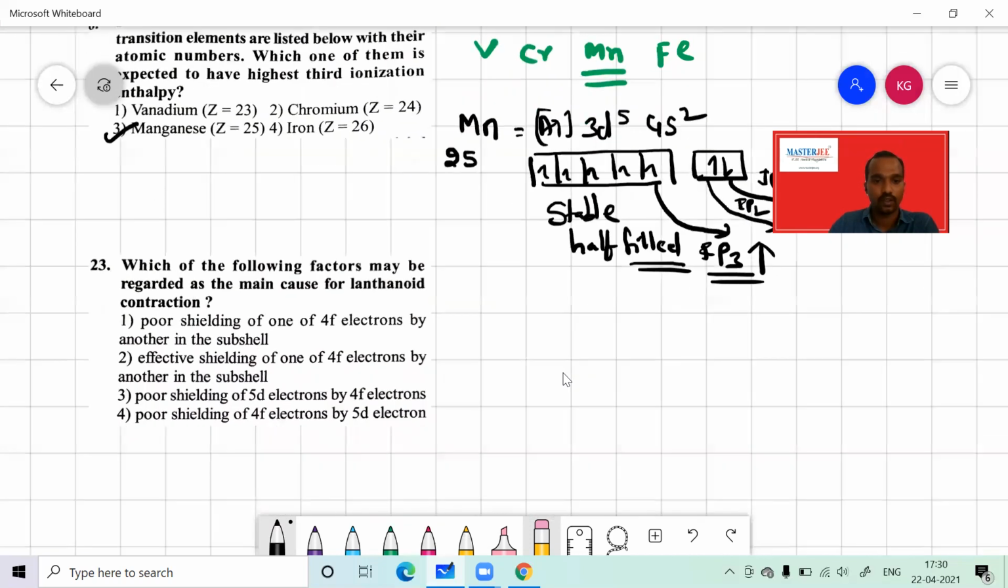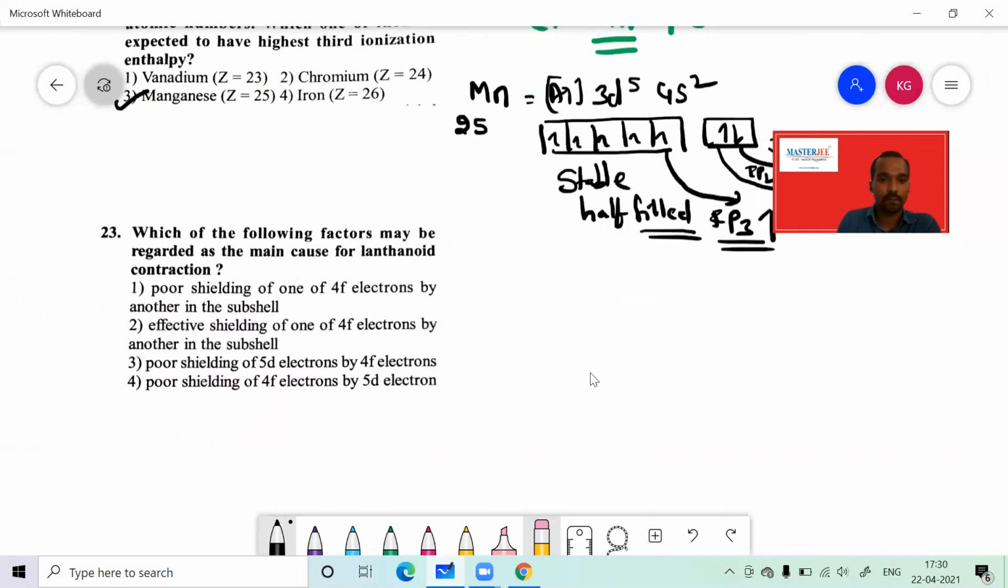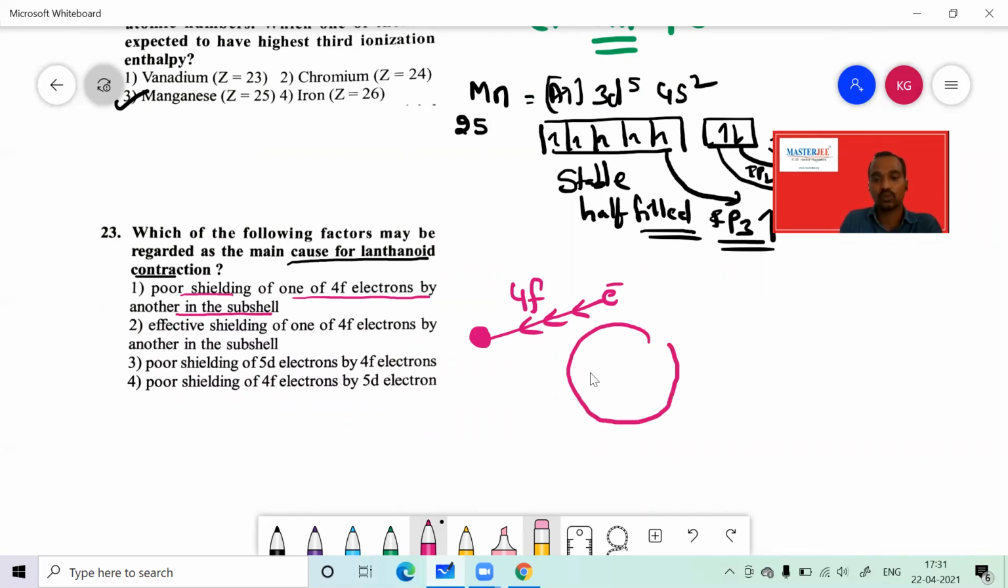Next, which of the following factors may be regarded as the main cause for lanthanoid contraction? The main cause is the poor shielding effect of 4f electrons. Because of the poor shielding effect of 4f electrons, the nucleus strongly attracts the valence electrons towards itself. As a result, the size of the atom gets reduced. This is called lanthanoid contraction.